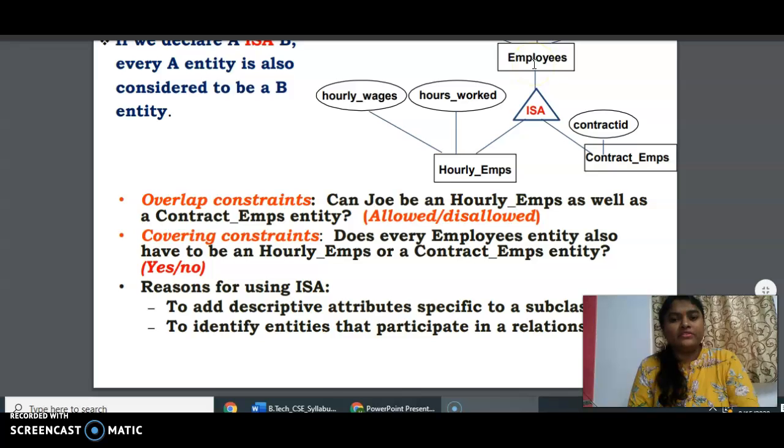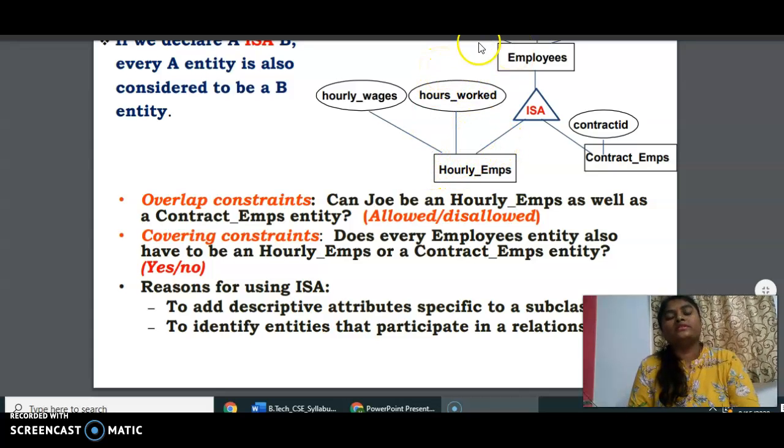Covering constraint means we split if there are differences between them. Employee has some differences, so these differences can be split into two parts, that is, hourly employee and contract employee. So this is known as the covering constraint. Why am I saying this? Sometimes I will get data like hourly employees and contract employees. So your duty is to use the overlapping constraint and give one name for that. That means you need to go for the bottom-to-top approach.